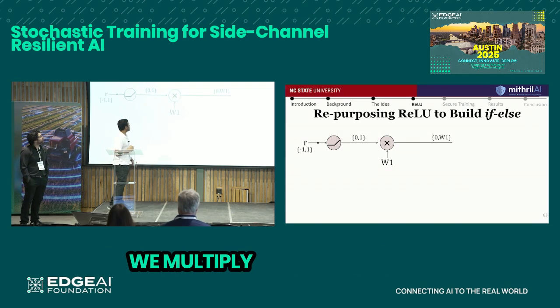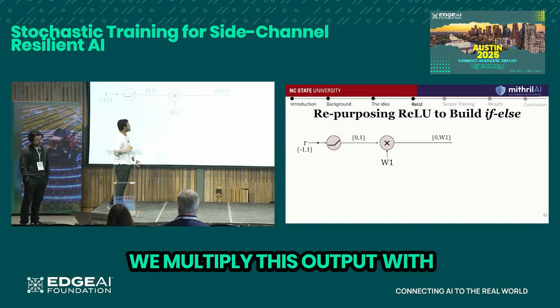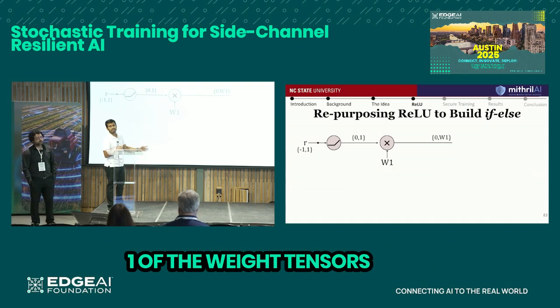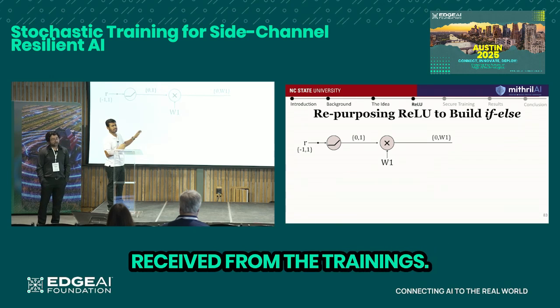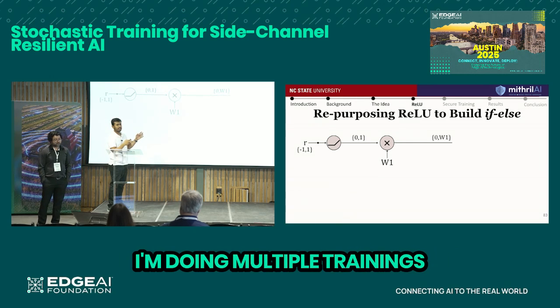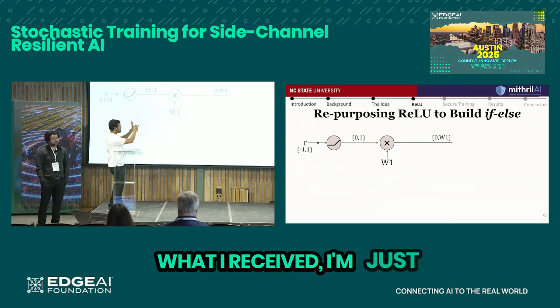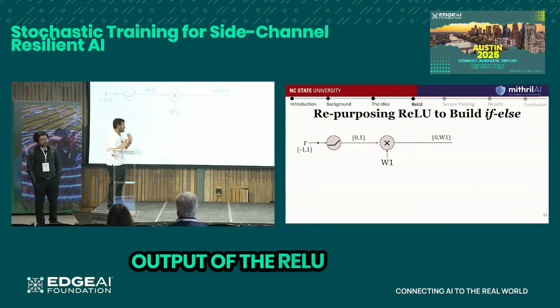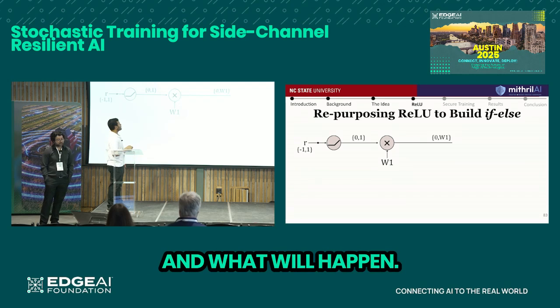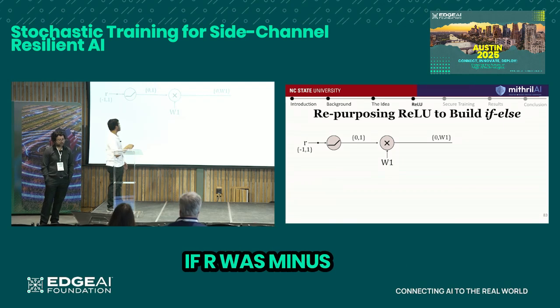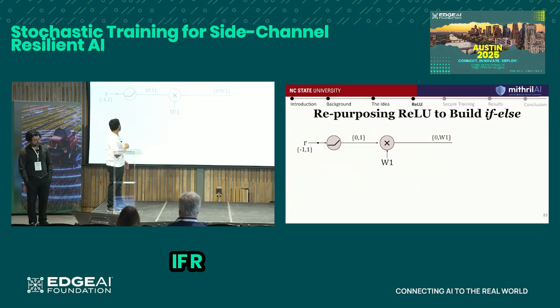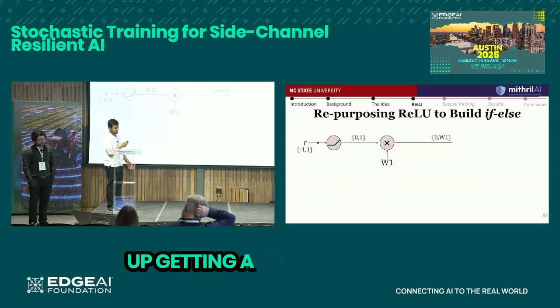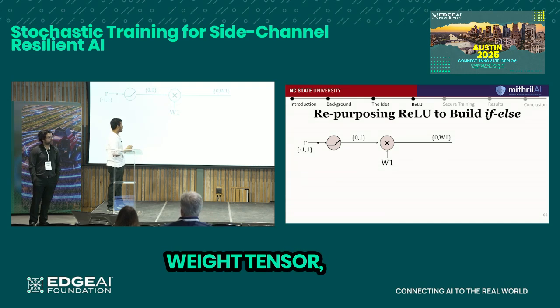What do we do next? We multiply this output with one of the weight tensors that I received from the trainings, right? I'm doing multiple trainings. From one of the trainings, what I received, I'm just multiplying that with this output of the ReLU function. And what will happen? If r was -1, I'll end up getting a 0. If r was +1, I'll end up getting a W1, or the actual weight tensor.